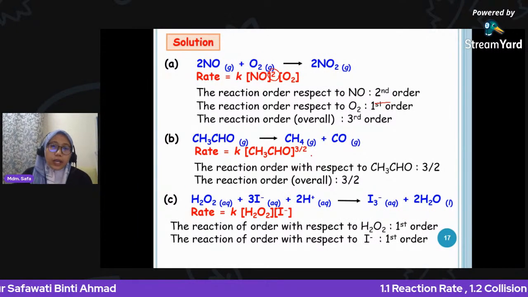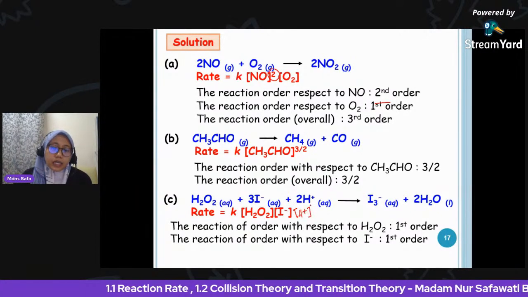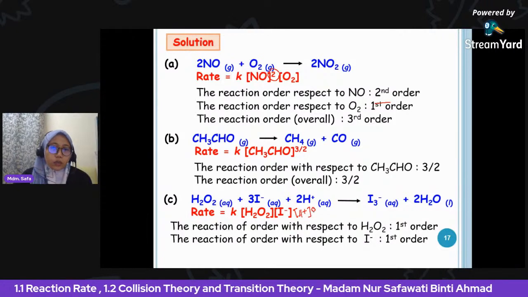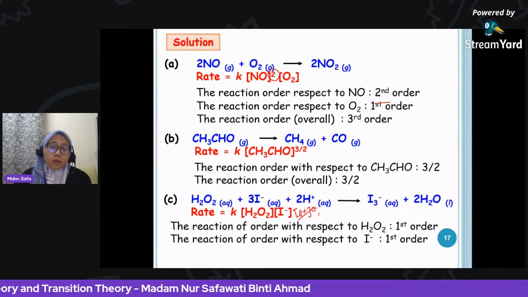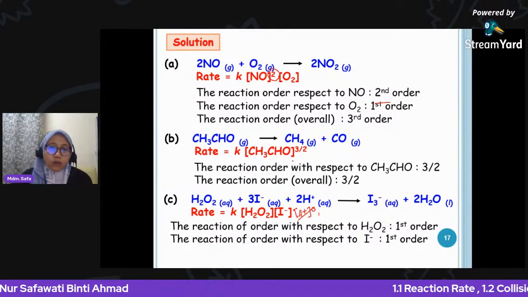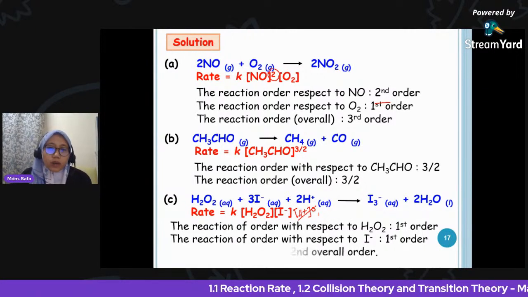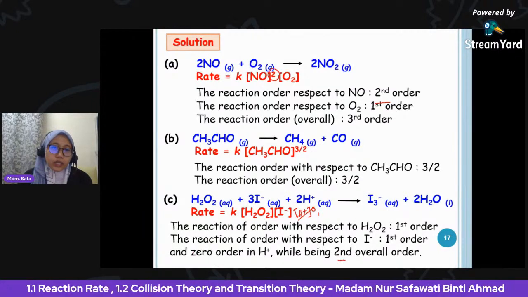Okay, and then what about H plus? Dia tak tulis sebab apa? Sebab, okay, untuk H plus, dia tak tulis sebab dia power of 0. Okay, anything yang power of 0 maksudnya sama dengan 1. Okay, so bermakna sebab tu dia tak tulis lah. So that's mean the order of H plus is equal to 0 order. Okay, so the overall order is second order. Okay, H plus tadi adalah 0 order lah. Alright.